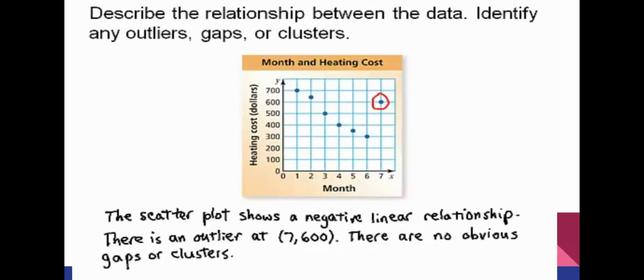Now that you have answered the question, here are the right answers. The scatter plot shows a negative linear relationship, which means the heating cost decreases every month. There is an outlier for some reason. On month 7, it costs you $600. There are no obvious gaps or clusters. There is no gap or cluster between those data.